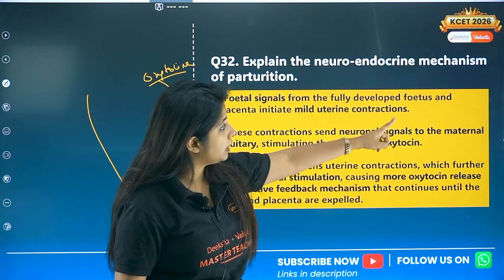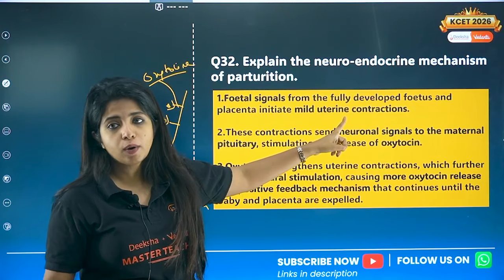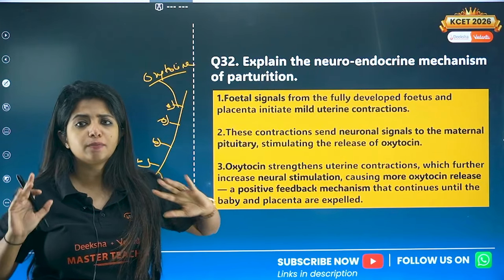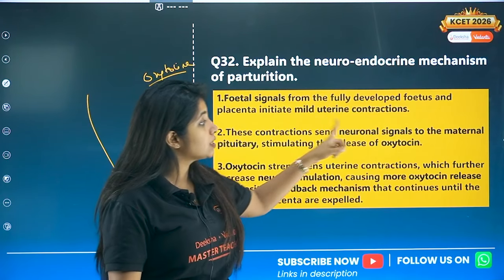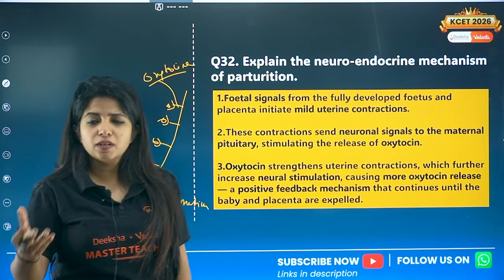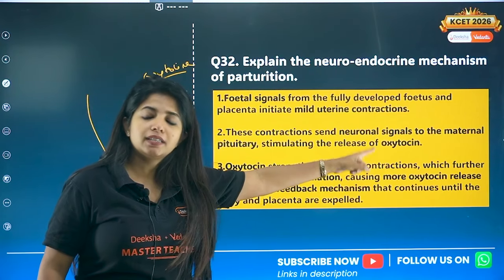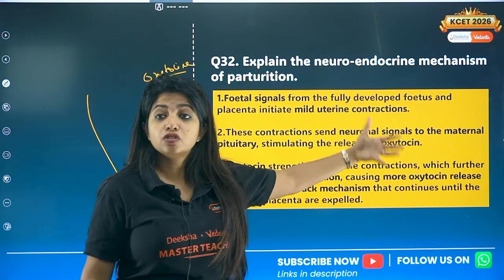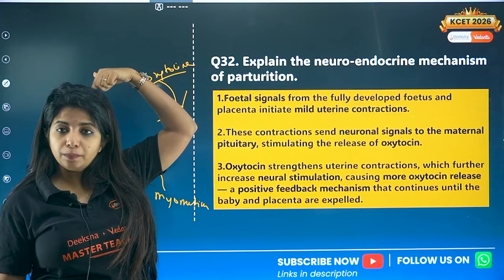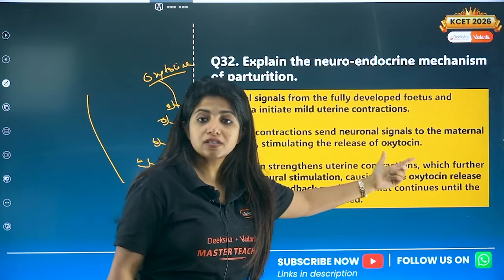Fetal signals from the fully developed fetus and the placenta initiate what? Mild uterine contraction. You don't have to mention prostaglandins. Now these contractions sense what? Neuron. You don't say that receptors are active, this and that. You directly say that this signals what? This gives neuronal signals to the maternal pituitary, stimulating the release of oxytocin.